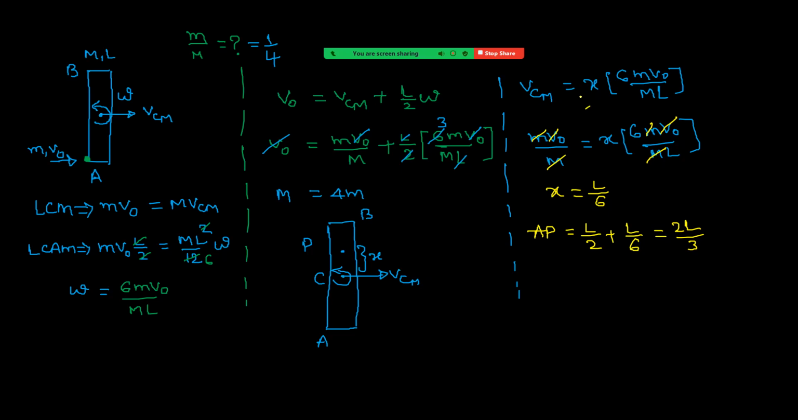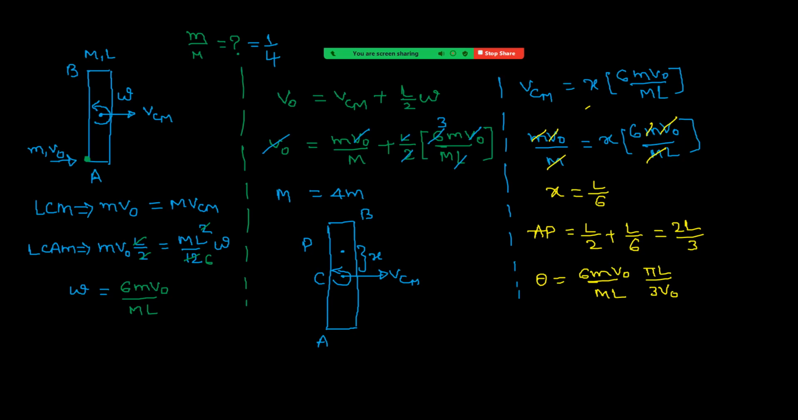What is the angle? Let me calculate theta. By what angle does this rod rotate? Theta equal to omega t. Omega value 6 m v naught upon ml. T value given, pi L upon 3 v naught. Right?